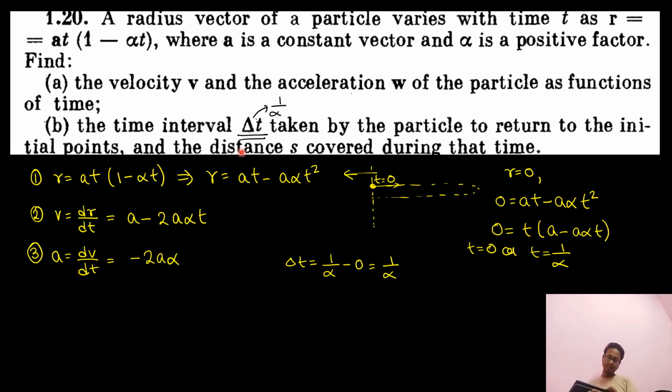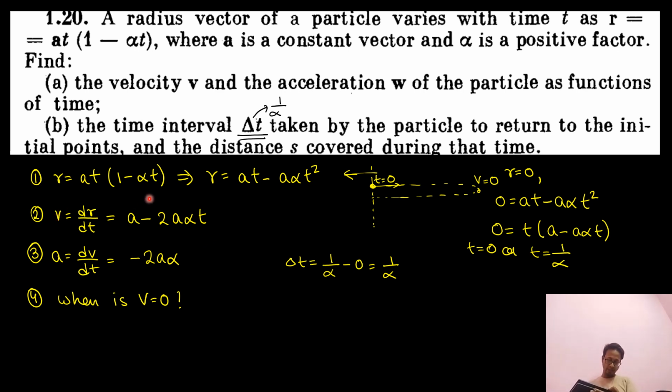And the distance covered during that time. Here, make sure that it is asking for the distance, not the displacement. So how do I find the distance? We must find the displacement from here to here, and then again add the displacement from here to here. So here we need to find when the velocity is equal to 0. When is the velocity 0? Why am I finding this? Because at the extreme position, the velocity at this point would be equal to 0. So we need to find this value.